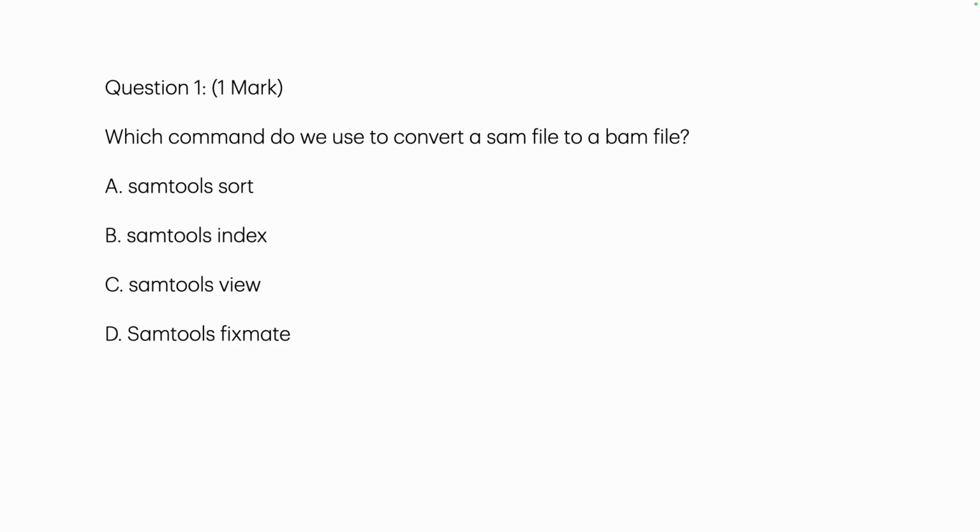The first question states: which command do we use to convert a SAM file to a BAM file? A is samtools sort, B is samtools index, C is samtools view, D is samtools fixmate. Please try to answer this question. I hope I am audible and my slides are visible.